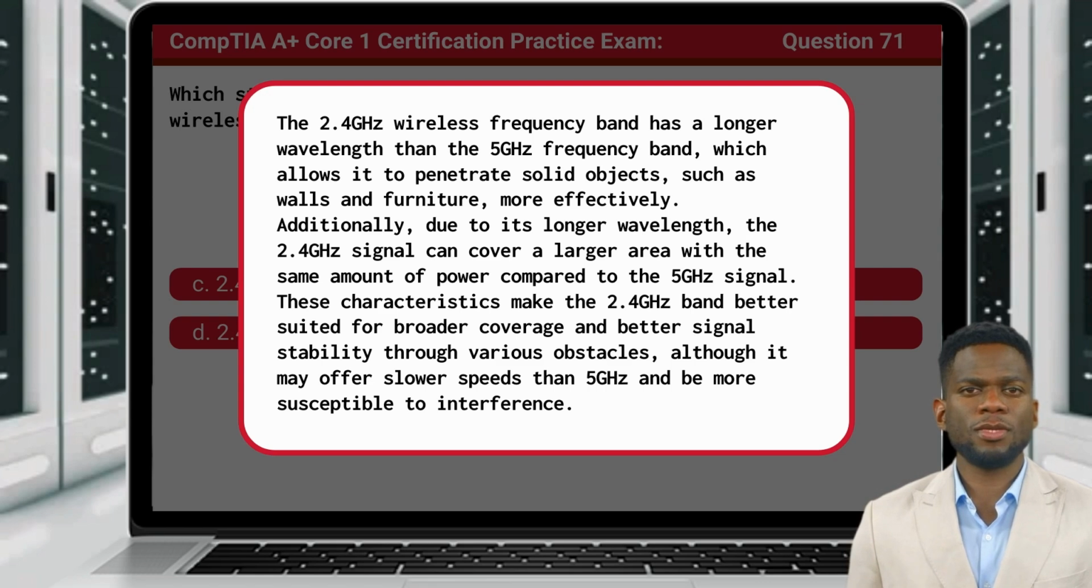Additionally, due to its longer wavelength, the 2.4 GHz signal can cover a larger area with the same amount of power compared to the 5 GHz signal. These characteristics make the 2.4 GHz band better suited for broader coverage and better signal stability through various obstacles, although it may offer slower speeds than 5 GHz and be more susceptible to interference.